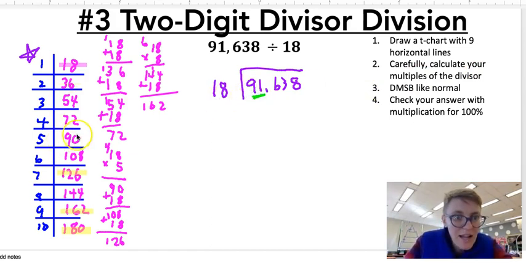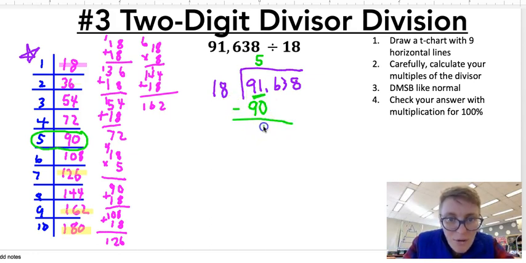If I look at my list, I can pick this one right here. This one is going to be our first multiple because 90 is close to 91. So I'm going to do 18 times 5. 18 times 5 is 90. Since those numbers are super close, I know I'm going to get a small thing that's left. I'm only going to have 1, and I'm going to bring down one digit at a time.